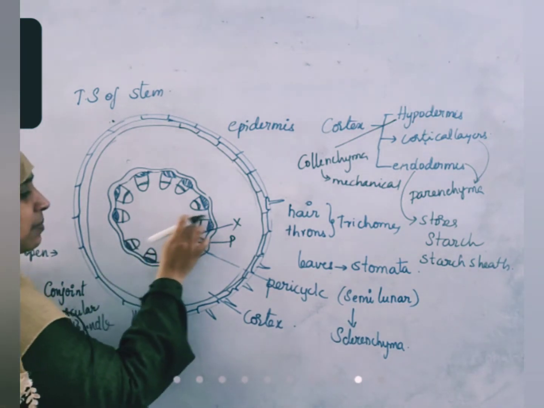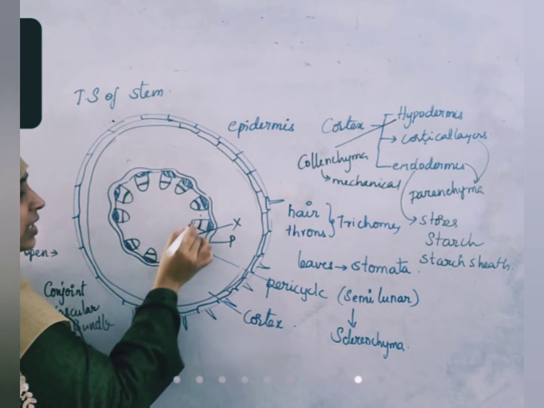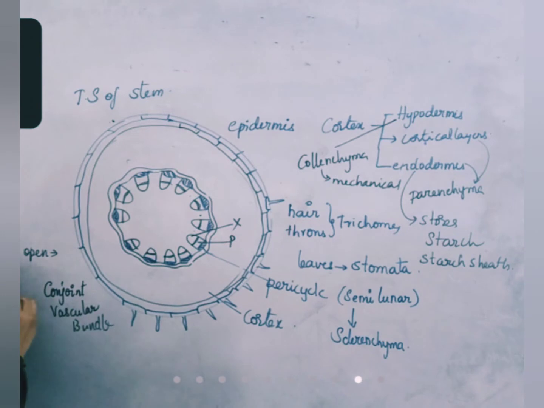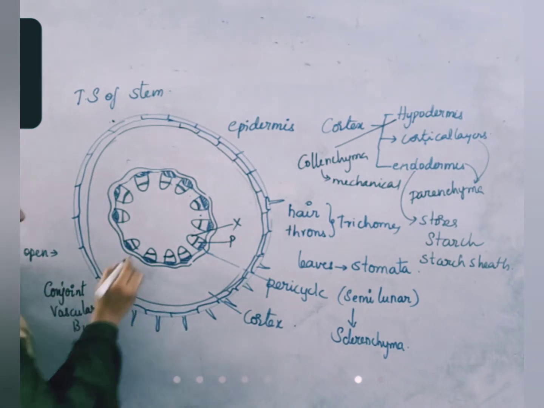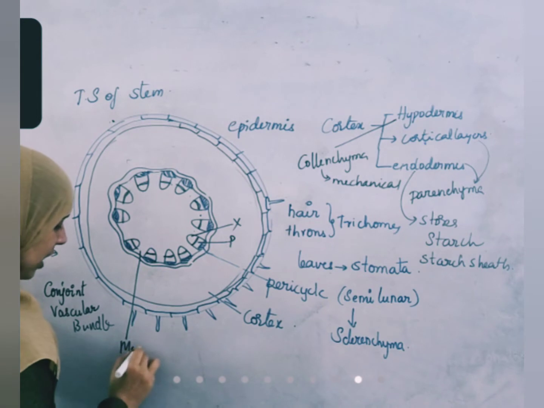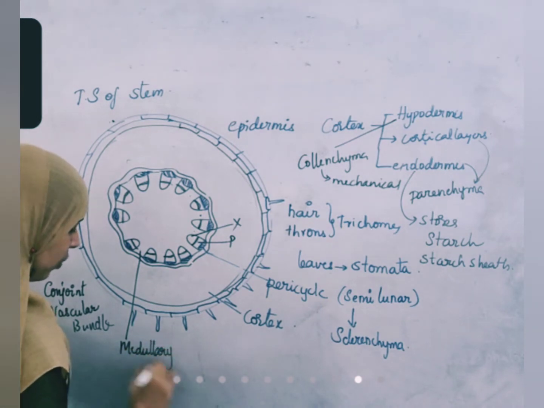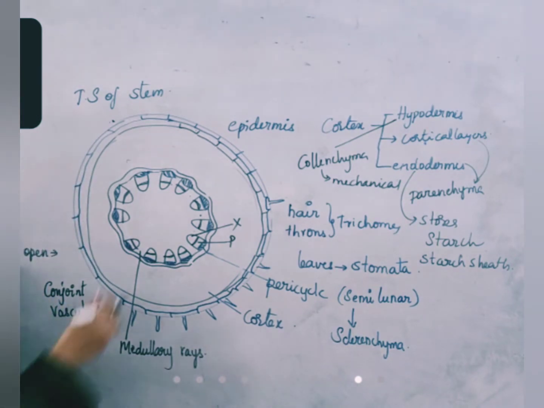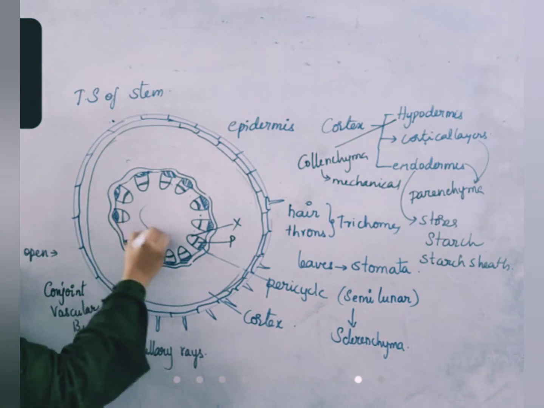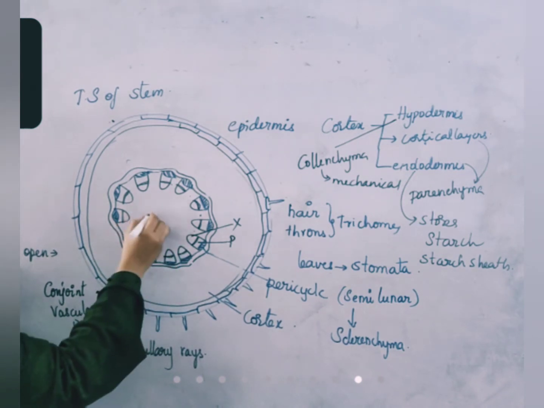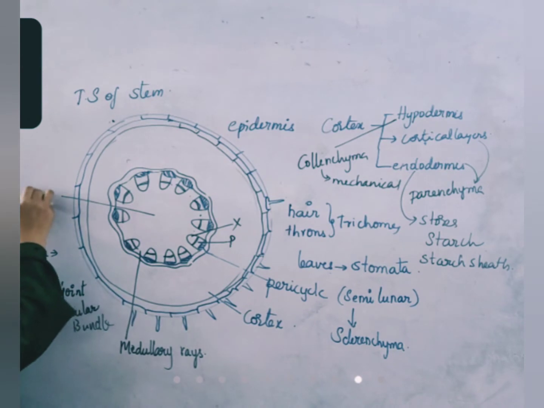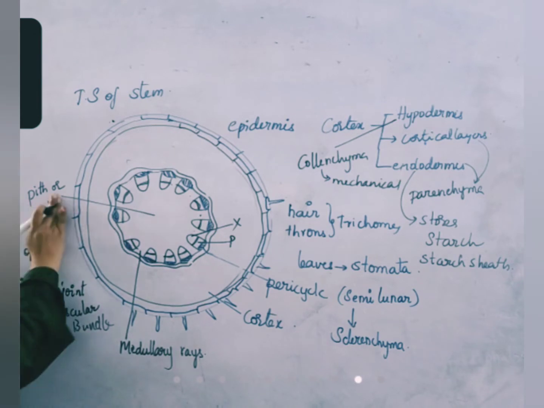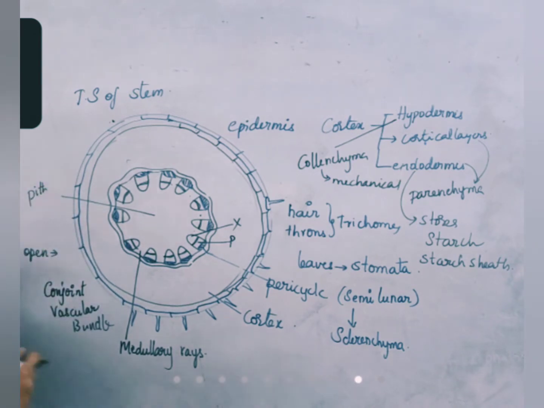Now here there is some parenchyma tissue. In this layer between xylem and phloem there are some parenchyma tissues and they are called medullary rays. And in the center of the xylem and phloem, the parenchyma tissue that is present is called pith or medulla. You can simply call it pith. Pith is present in the center of the stem.